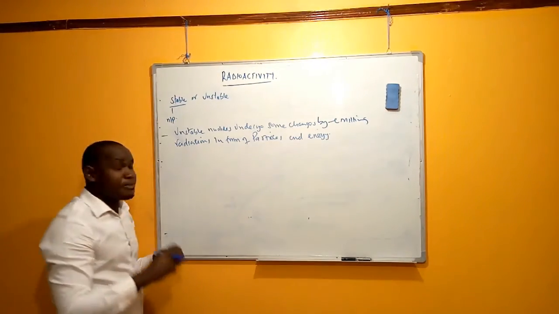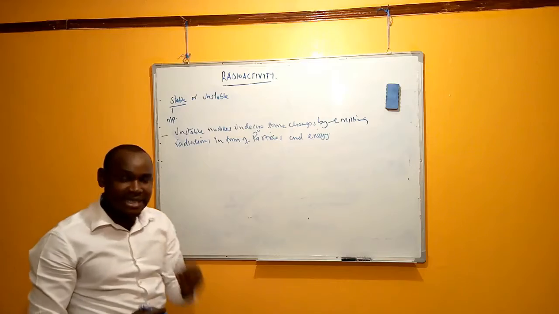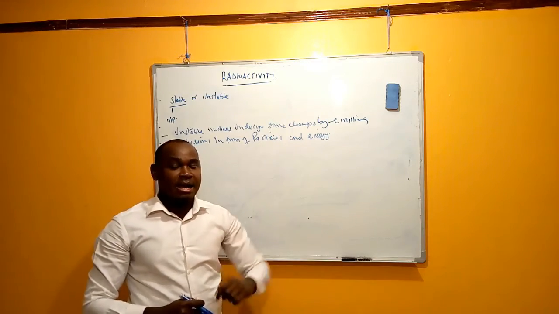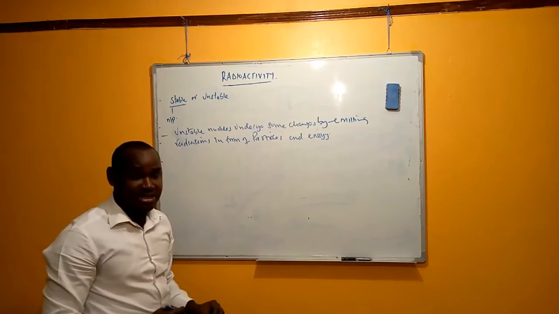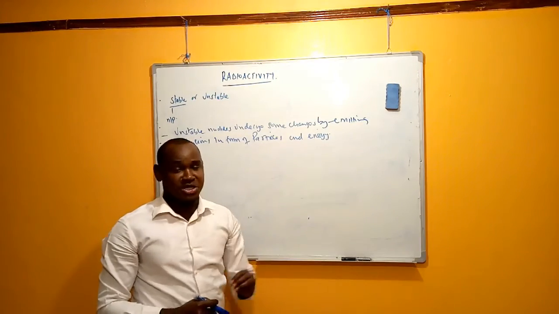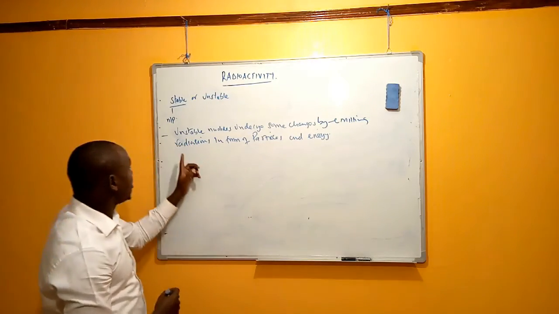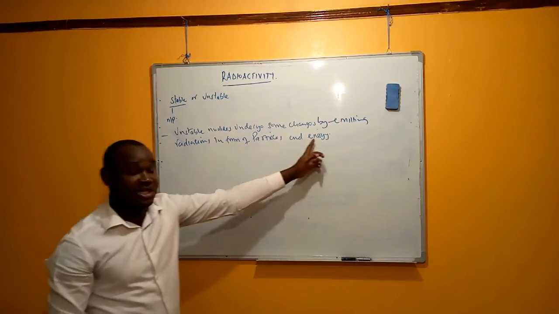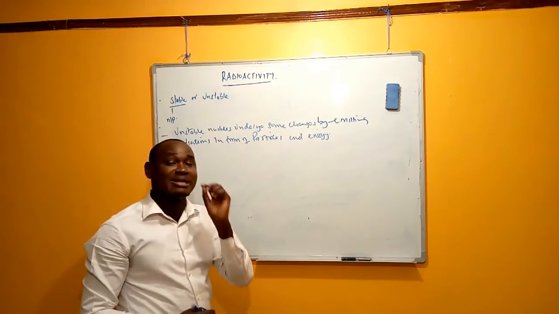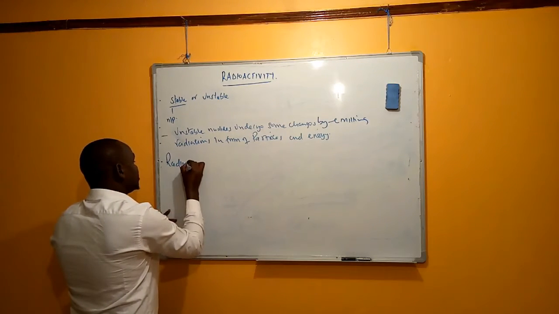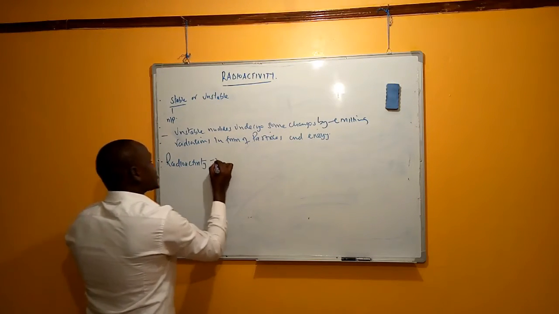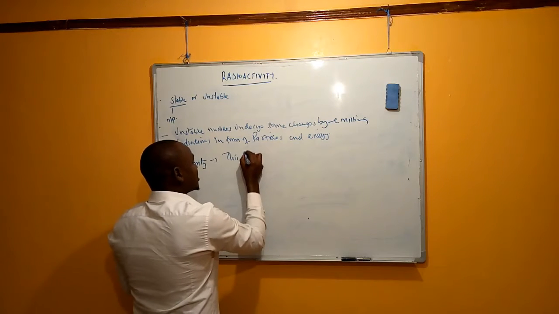Now, the process by which an unstable nuclide breaks up to yield a different nuclide of a different composition with emission of radiation and energy, that process is called radioactivity. This process is called radioactivity.